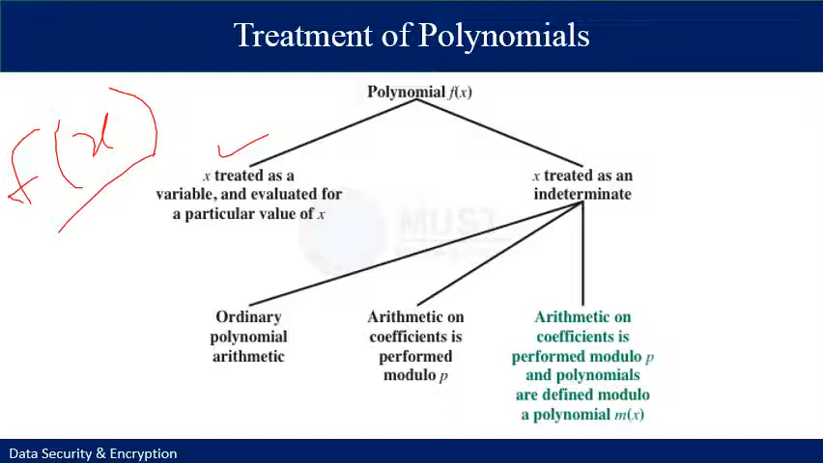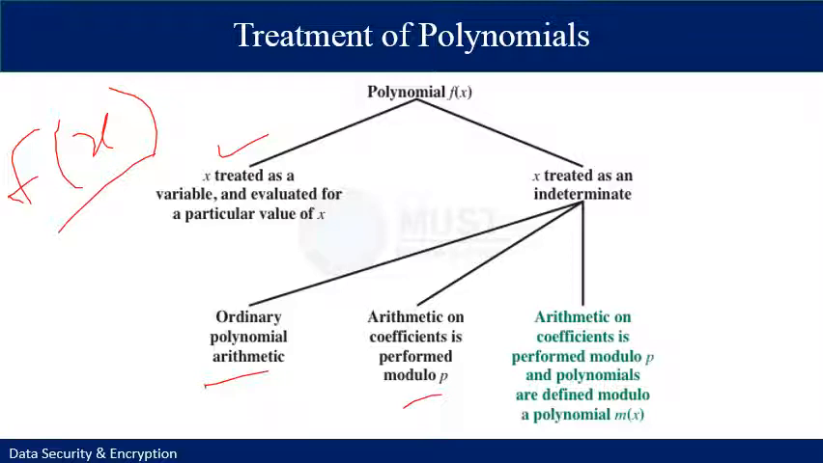On the other hand, if x is treated as an indeterminate, there are three possible classes. Number one is ordinary polynomial arithmetic, which uses the basic rules of algebra. Number two is arithmetic on coefficients performed modulo p, that is, the coefficients are in the form of GF(p), as discussed in the last lecture.